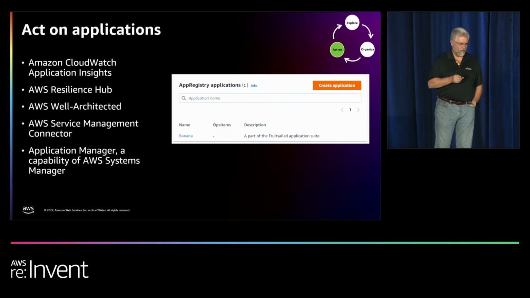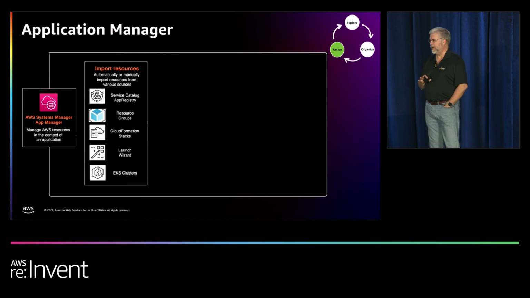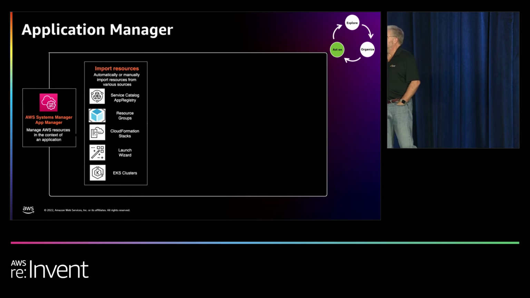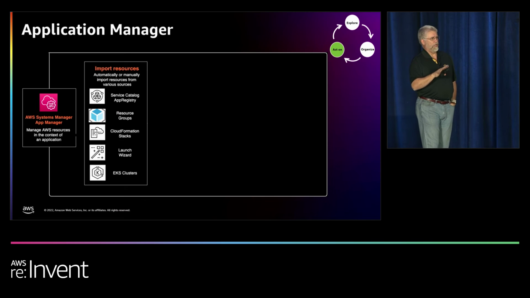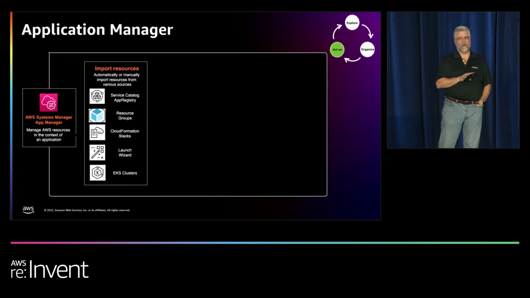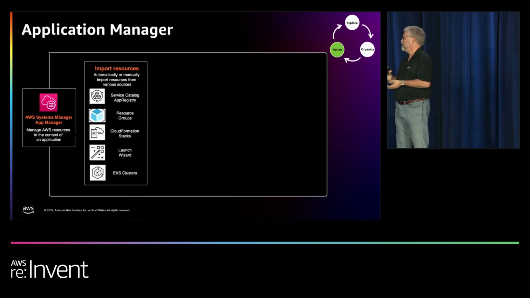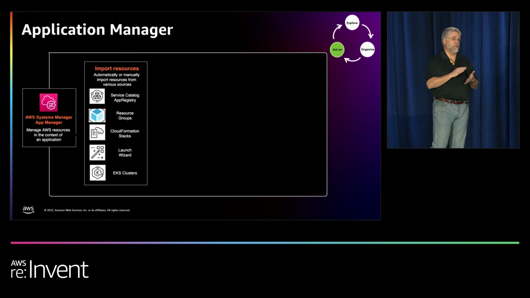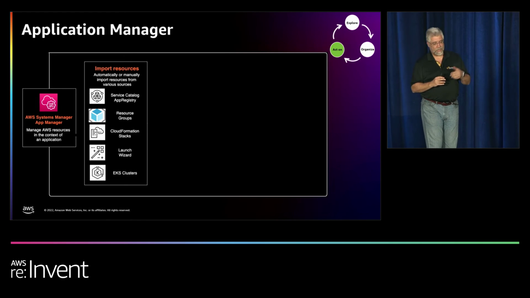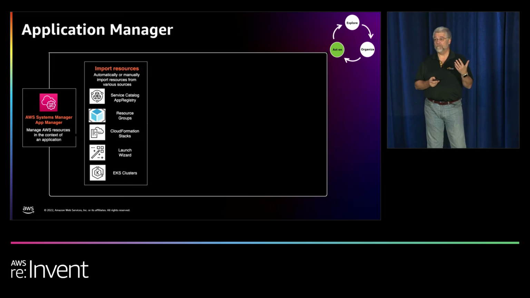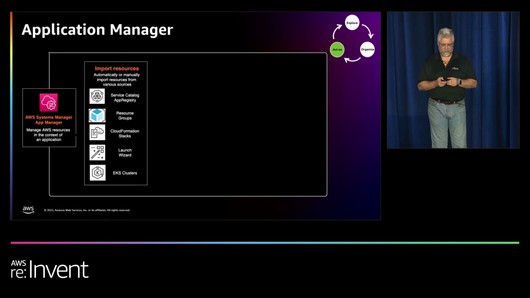So I didn't talk about Application Manager. I want to have a separate slide to go through that, because this is the hub for you to manage and operate your applications on AWS. This should be your starting point. What Application Manager does is pull together a lot of pieces. It pulls together ways of bringing in resources depending on how they are being grouped, like applications in AppRegistry, resource groups. You can point at a stack. You can point at things that have been deployed through Launch Wizard. Even EKS clusters are another technology that's part of this that can be imported in and monitored and looked at.